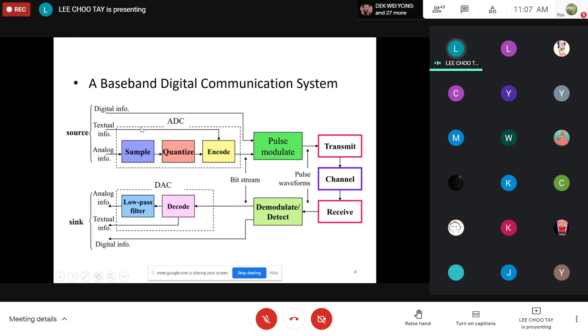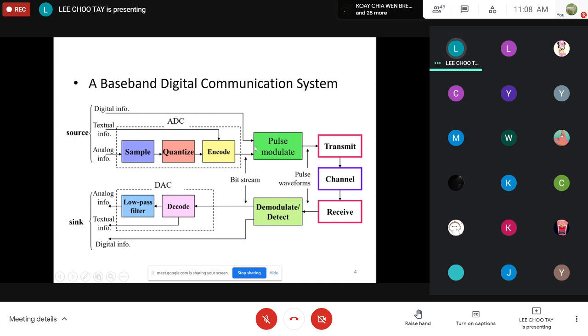All right, so basically, the common way of converting text info into binary info is by ASCII code, isn't it? So that is the process of encoding. All right, you may also want to use other forms of coding. Then if your source or your message is in analog form, then you have to perform an analog to digital conversion. All right. So the three fundamental processes involved in analog to digital conversion are sampling, quantizing, as well as encoding. All right. You have to convert your analog information into binary information, or we will call it digital information.